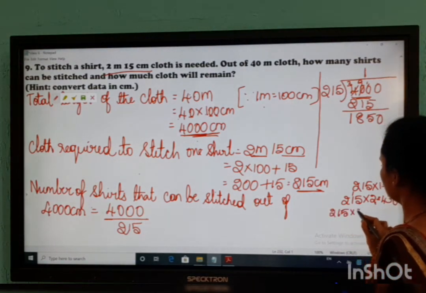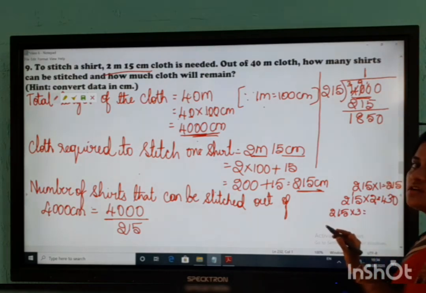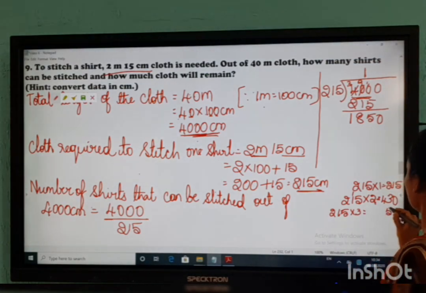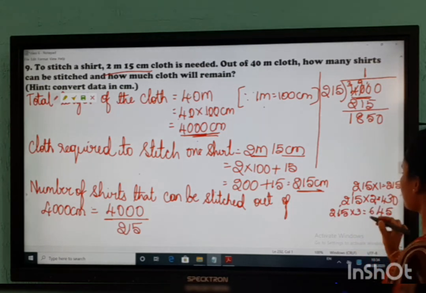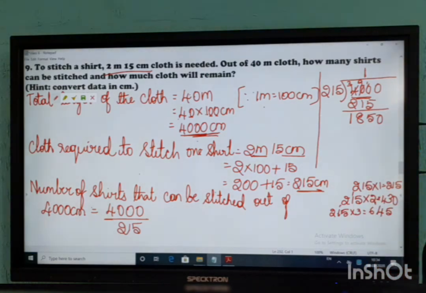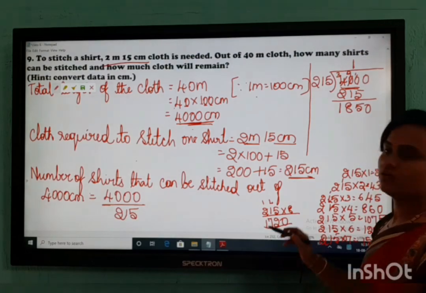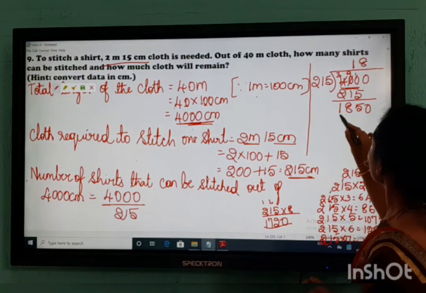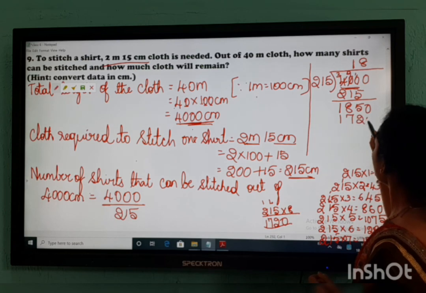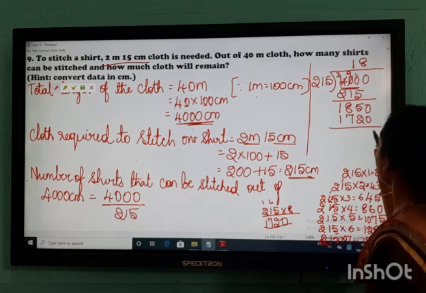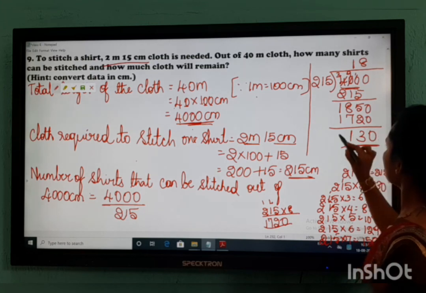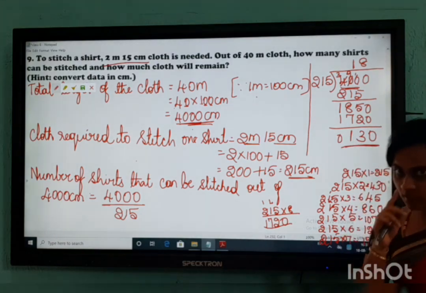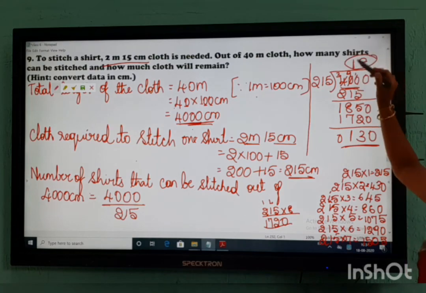Next again, 215 into 3. 3 5s is how much, children? 3 5s is 15. 1. 3 1s are 3 plus 1 is 4. 3 2s are 6. See, 8 times 215, we will get 1720. Okay, children. So 8 you will write. 1720. So just do the subtraction. 0. 5 minus 2 is 3. 8 minus 7 is 1. So what is the remainder here? 130.